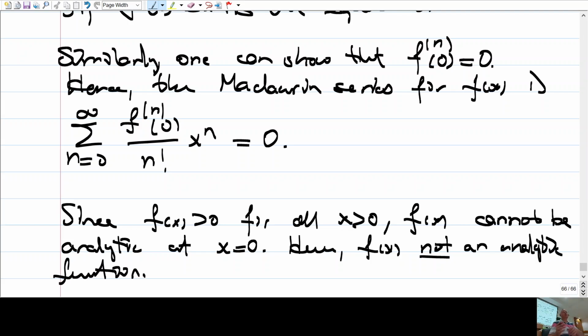This is maybe just a single example, but it turns out that actually most of the differentiable functions are not analytic. Okay, but the ones we are familiar with, sine x, cosine x, logarithms, exponentials, polynomials, they are all analytic. But in the space of all differentiable functions, they represent a very small portion. Okay, so all the rest are not analytic.